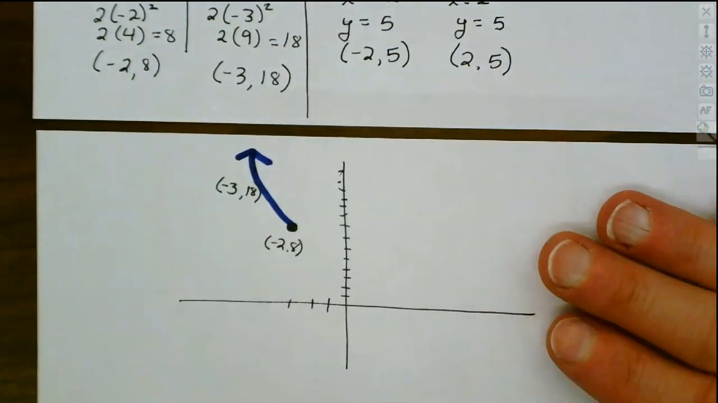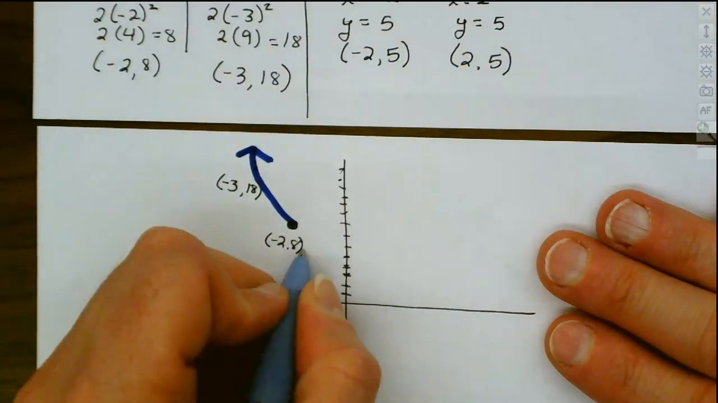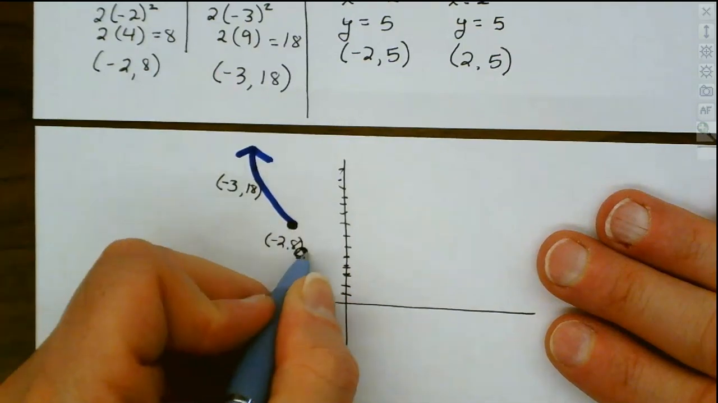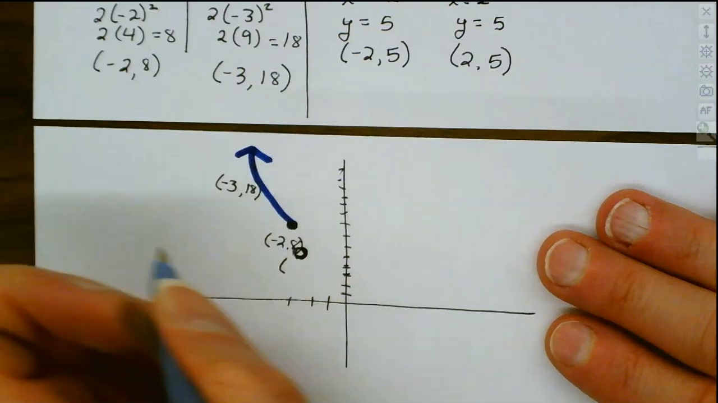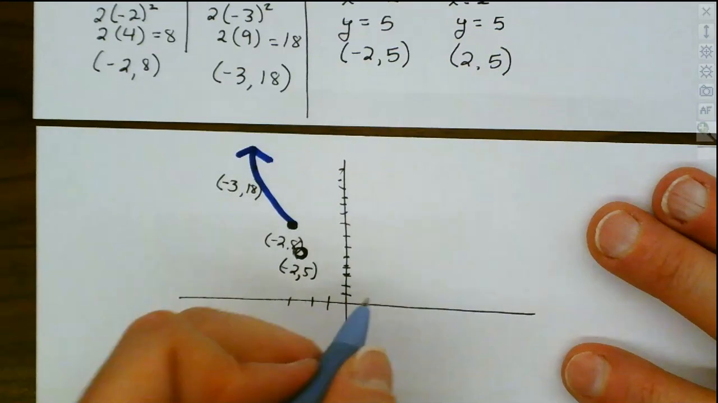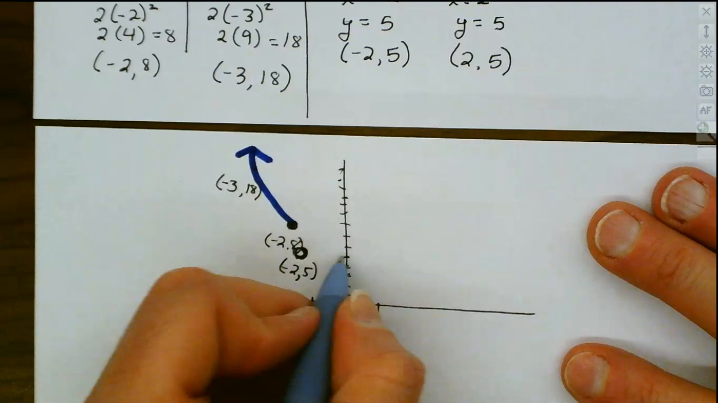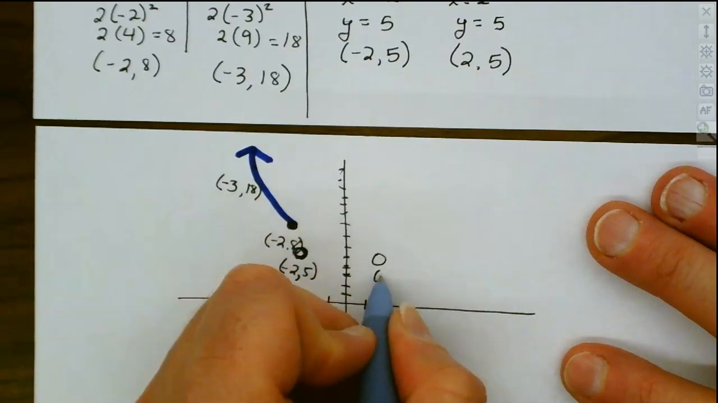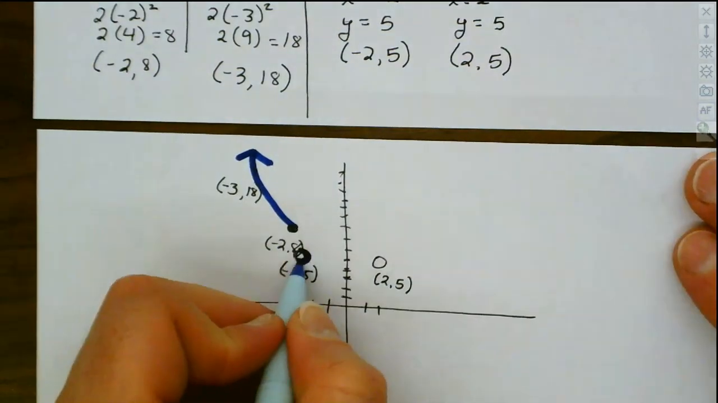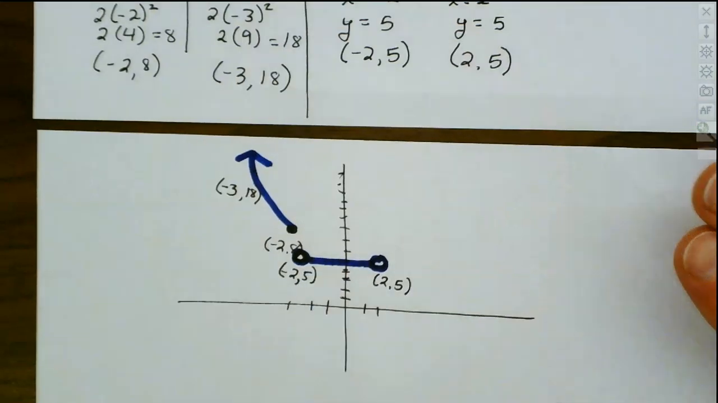So we are at negative 2, positive 5, which is right about here. The open circle and closed circle should be right on top of each other. And that's going to be at negative 2, 5 there. And our other one is at positive 2, 5 over here, both with an open circle. Connect them together just like that.